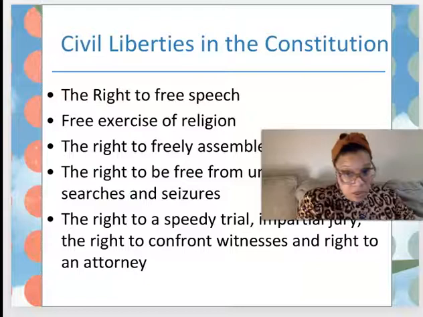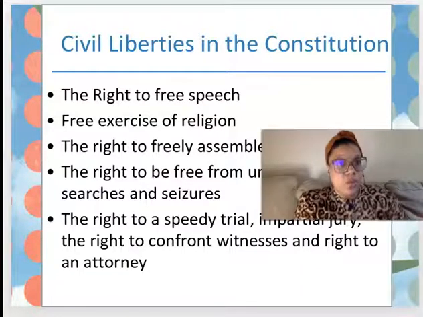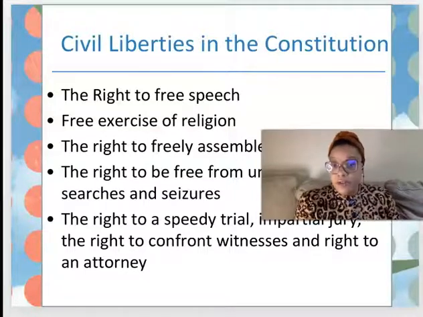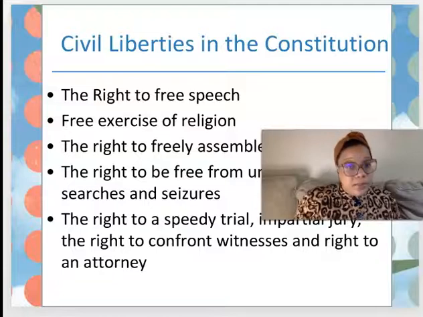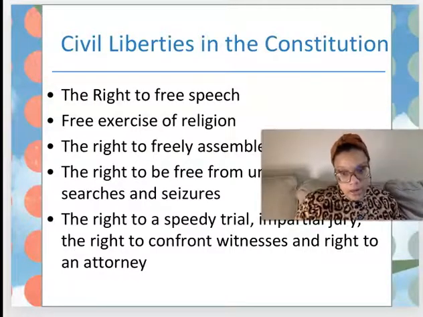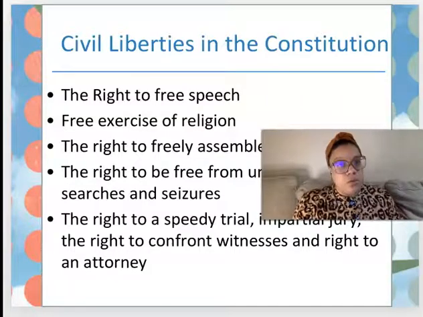Civil liberties in the Constitution: again, the right to free speech, free exercise of religion, the right to freely assemble, the right to be free from unreasonable searches and seizures, the right to a speedy trial, an impartial jury, the right to confront witnesses, and the right to an attorney.